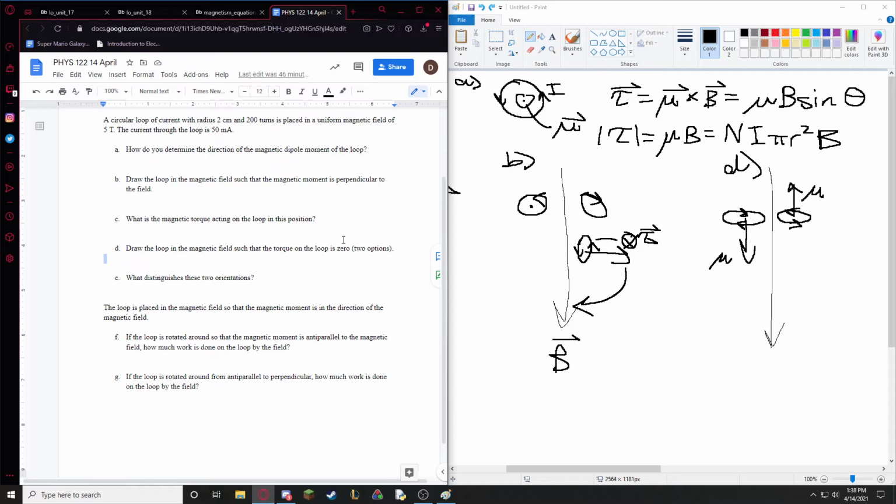All right. So let's go ahead and take a look here. We're going to place the loop in the magnetic field so the magnetic moment is in the direction of the field. So we're essentially starting in this first configuration. If the loop is rotated around so that the magnetic moment is anti-parallel, so we're going from this configuration to this one, how much work is being done on the loop by the field? Let's say 5 minutes, then we'll talk about it. Going from position 1 to position 2.